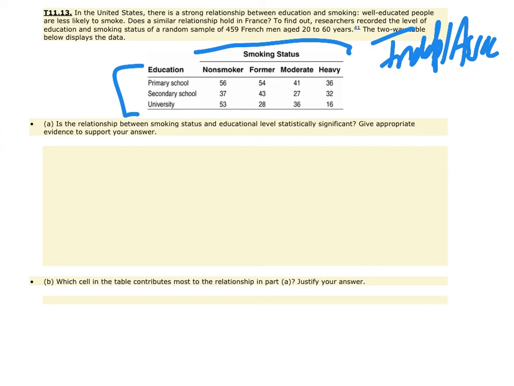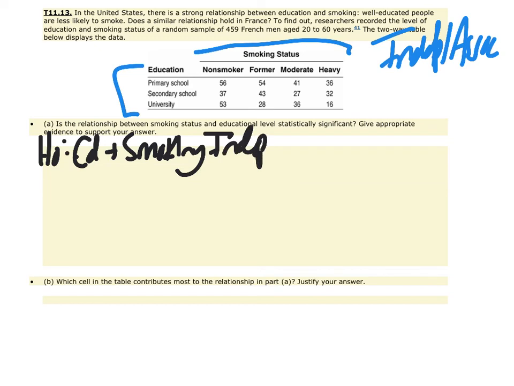So let me start by stating the hypothesis, and I'm going to say H sub O is that education and smoking is independent. I'm just going to abbreviate here. But we really don't think that's true. We think H sub A is the case.